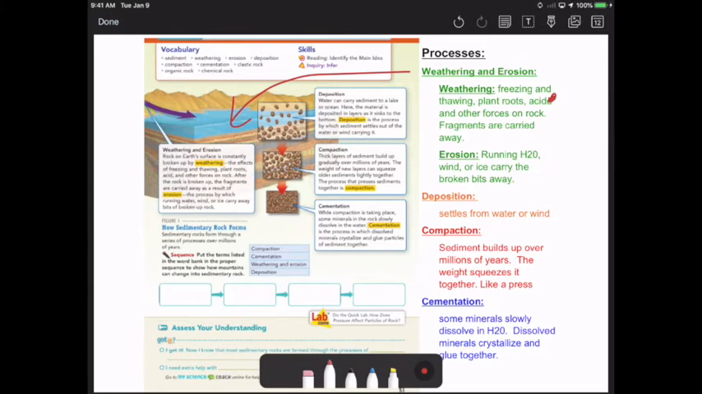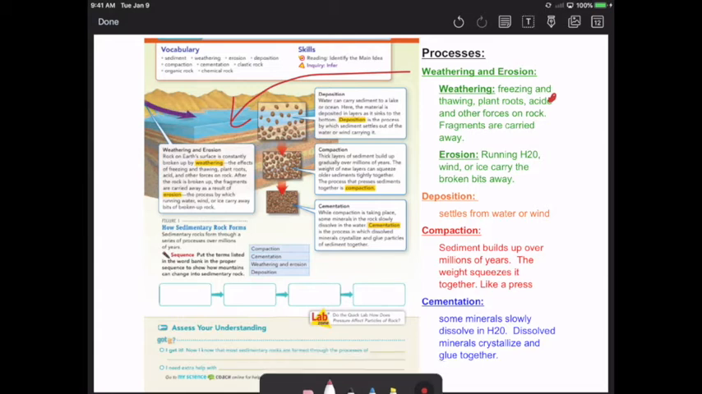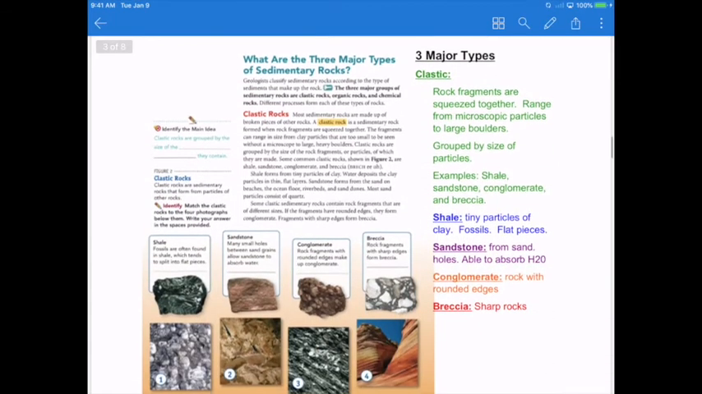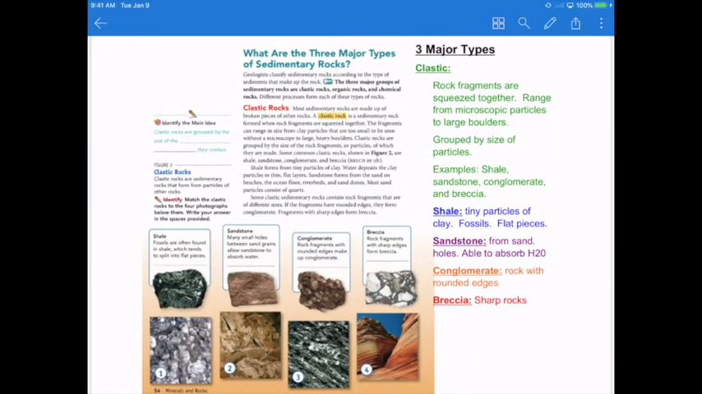On Friday, I do have an experiment for you to try at home if you can. If you can't, it's no big deal. It's optional. But it goes through some of this process. It's pretty cool. You could try it at home, and you'll see. It's on Friday.